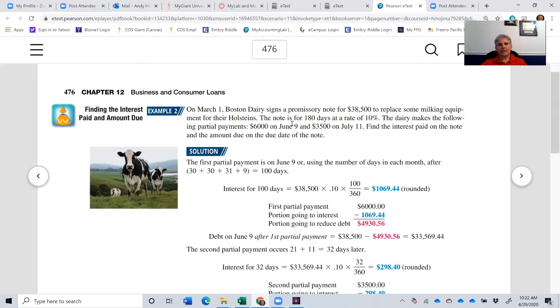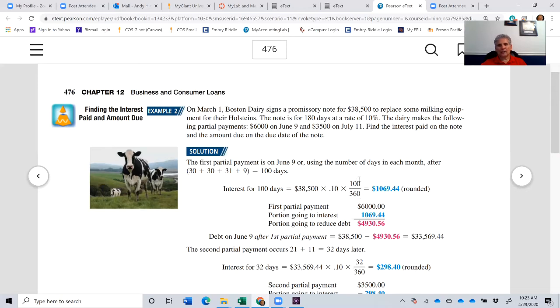So on June 9th, that's 100 days, we have to figure out how much interest has accrued or how much is owed as of June 9th. So we'll take the 38,500, that's the amount that was borrowed. We're going to multiply it by 0.10, that's the rate, the 10%. I equals PRT.